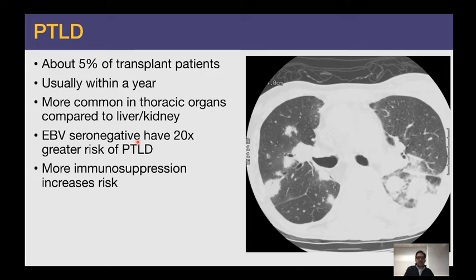It's more common in thoracic organs compared to liver and kidney, meaning lung transplant and heart transplant are more common. And actually lung transplant is the most common. And then patients who are EBV seronegative, so if the recipient is EBV seronegative, then they have a 20 times greater risk of PTLD. These cases of PTLD can be mild, and all you have to do is decrease the immunosuppression, or it can go into a full-blown lymphoma type picture.